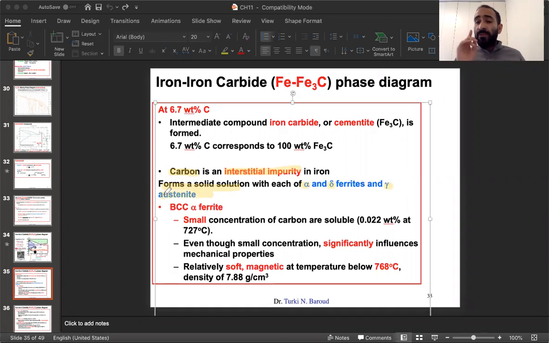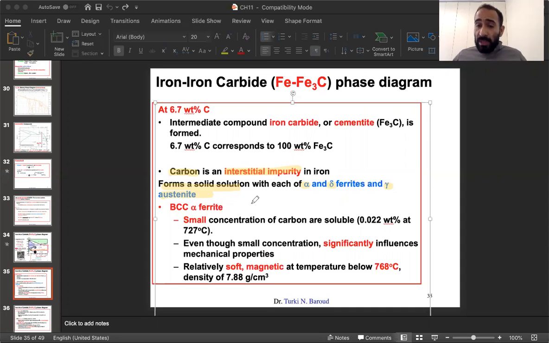Okay, so carbon forms a solid solution with each of the alpha, delta, and gamma iron, and cementite. This is very important. When you add carbon to the iron, you can form different solid solutions, which are alpha, delta, and gamma solid solutions.